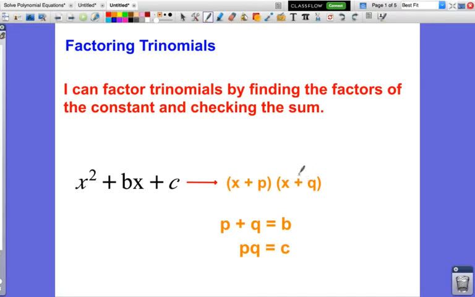Okay, and the conditions are that if I take p and q and I add them together, it needs to equal b, the middle number attached to the x. If I multiply p and q, it should equal c. So when I add them, it needs to equal this b, and when I multiply them, it needs to equal c. And we're going to go through an example of how to actually figure out what numbers do that. We're going to do about 4 examples in this video.